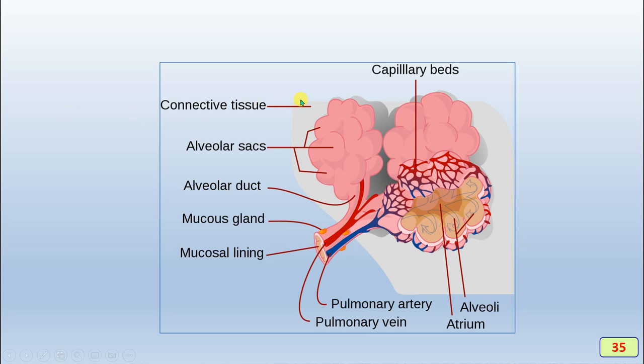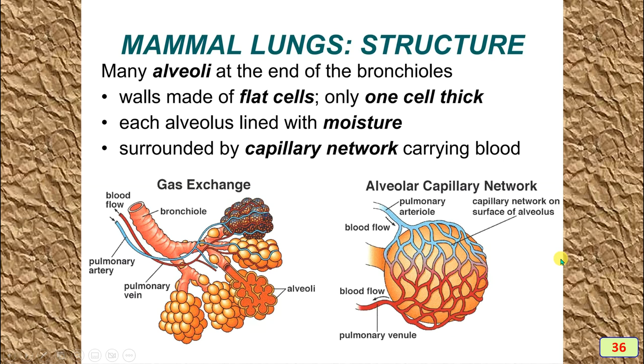So there will be connective tissue. Alveolar sacs will be there in most lungs as a common structure. Alveolar duct, mucous gland, mucosal lining, then pulmonary artery, pulmonary vein, alveoli, and also the atrium will be present, and capillary beds are present in the lungs. And mammalian lungs have a structure, the most important of which is the alveoli, lined with moisture or mucus and surrounded by a capillary network.